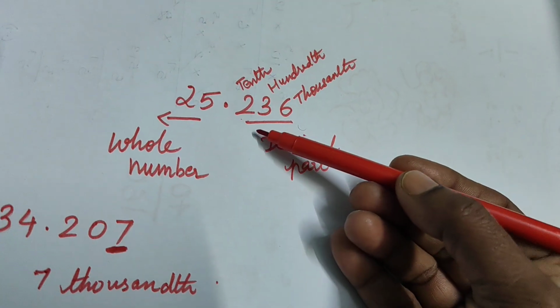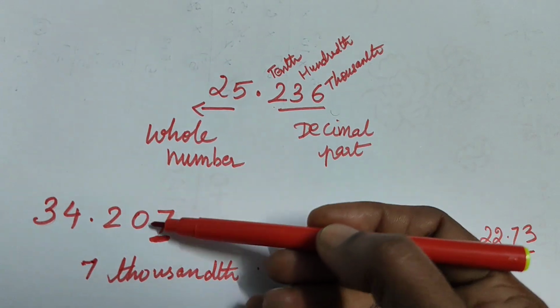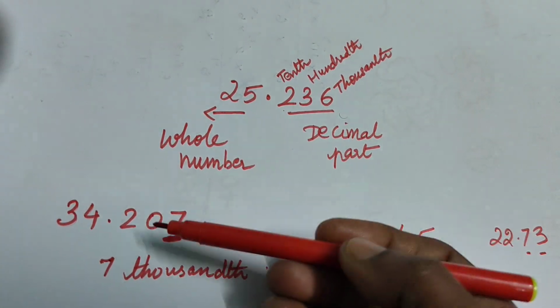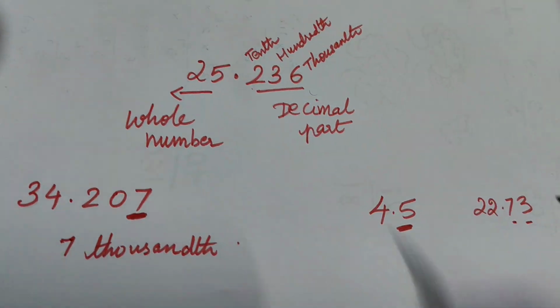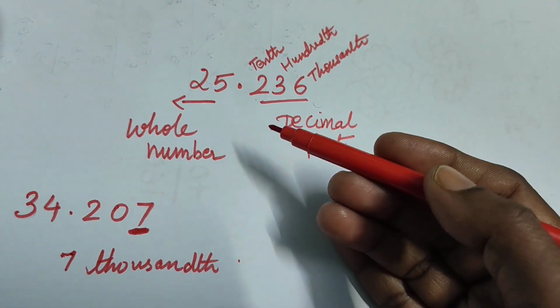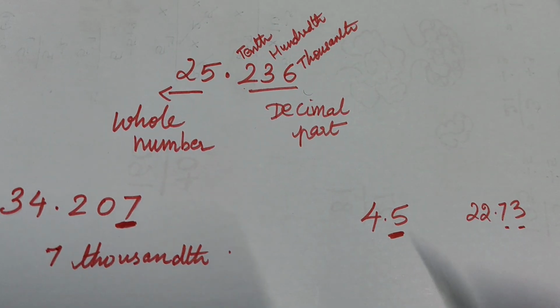Look at the numbers 25.236 and 34.207. Both have three decimal places, so these two are like decimals. So depending upon the decimal places, we can term them as like decimals or unlike decimals.